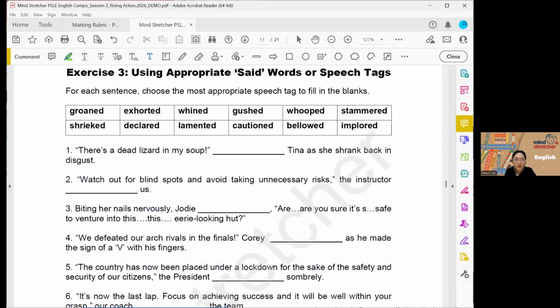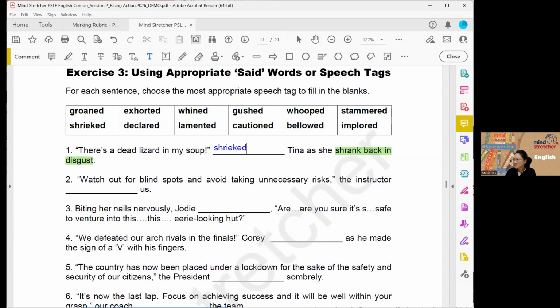Oh, this is a beautiful phrase. Let's go and learn it. Shrank back in disgust. A lot of students would use jumped back in shock. Okay, so this is an alternative. Shrank back in disgust. Yee! Okay, so that action of moving backwards. What can we use for this? If someone goes, that's a shrieking voice. So you can say shrieked, okay?